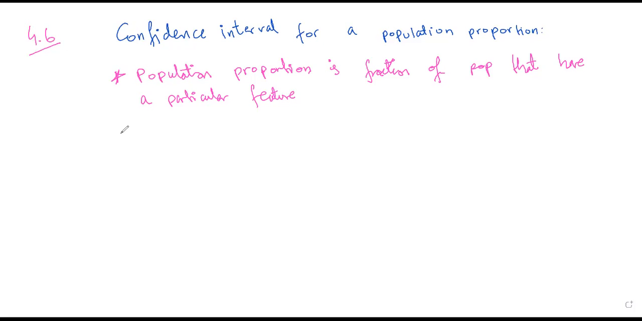And the second important thing is that you would describe having this feature, having a car, having fever, having this feature, as success. So, in statistics, we talk about success and failure both.